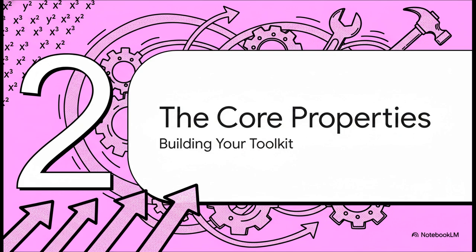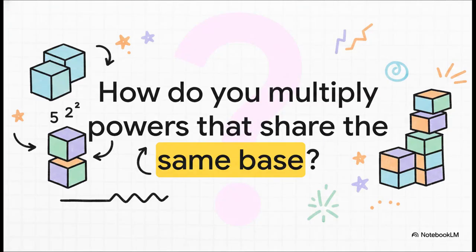Awesome. Now that we've got the oddballs sorted out, let's get to the main event and build the core of our mathematical toolkit. These next three properties, well, these are the real workhorses. You're going to see them and use them absolutely everywhere. So picture this. You've got two powers, and they share the same base number, like, say, 7 to the power of 2 and 7 to the power of 4. And you need to multiply them together. What's the shortcut? Is there an easier way than figuring out both and then multiplying?